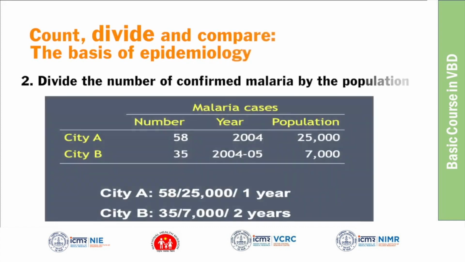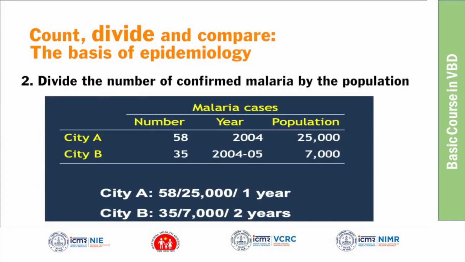Make sure you divide using the appropriate population belonging to city A and city B. Interestingly, the next table gives information for city A for 1 year, and for city B, information is given for 2 years. So for city A, 58 cases were reported in 1 year, 2004, from a population of 25,000, whereas city B reported 35 cases for a 2-year period from a population of 7,000.